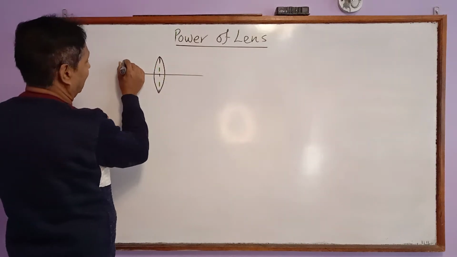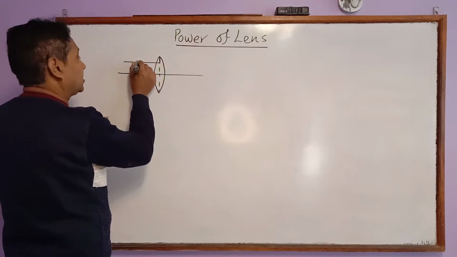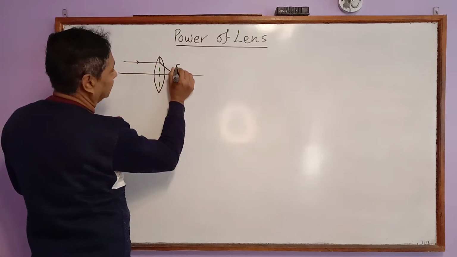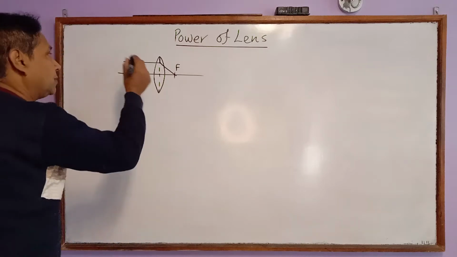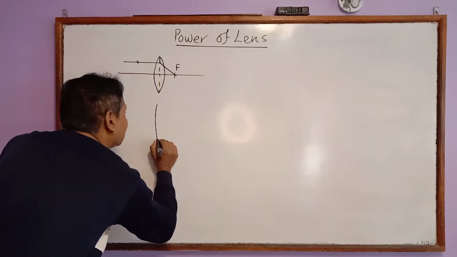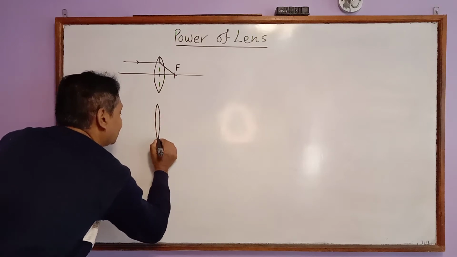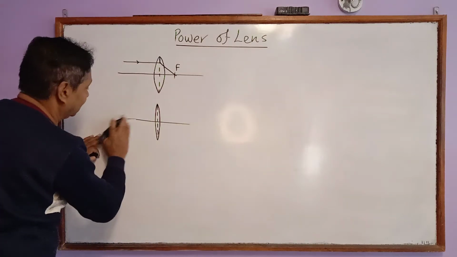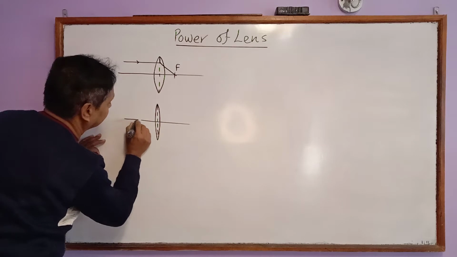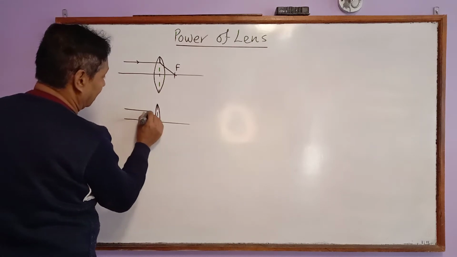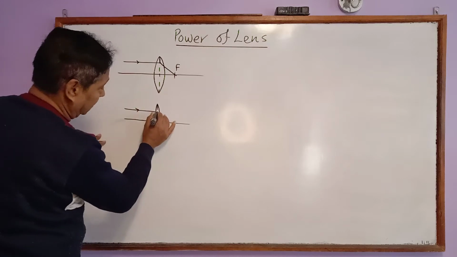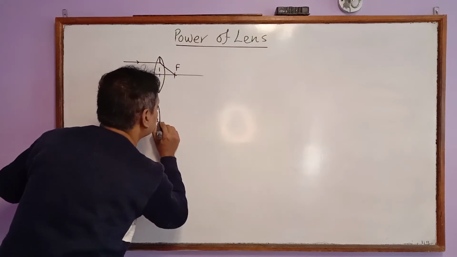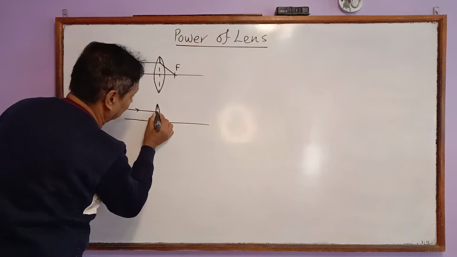If a ray of light is coming parallel to the principal axis, then we know that it passes through the focus. And this is its focus. Now, I want to show another convex lens. In the same way, let's say this is another convex lens, and this is the bisector line, and this is the principal axis. If a ray of light is coming parallel to the principal axis, it converges on the focus. I mean to say, it will pass through the focus like this.